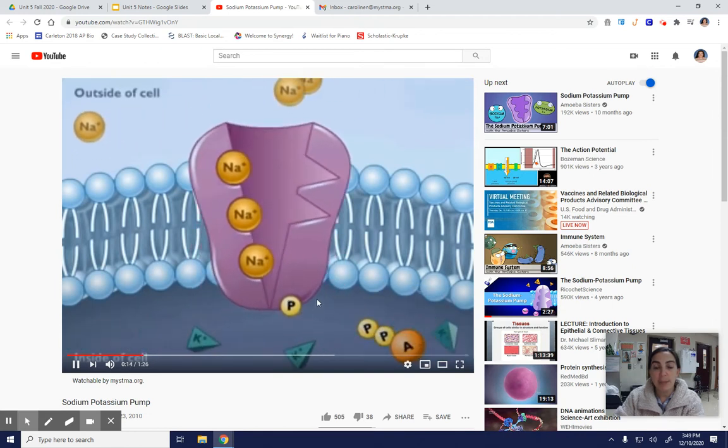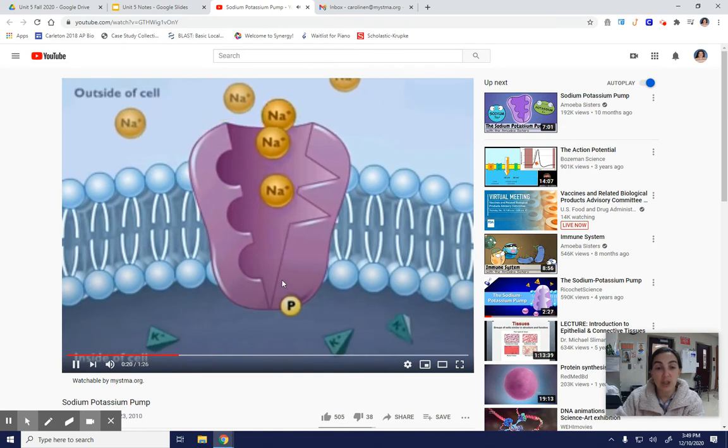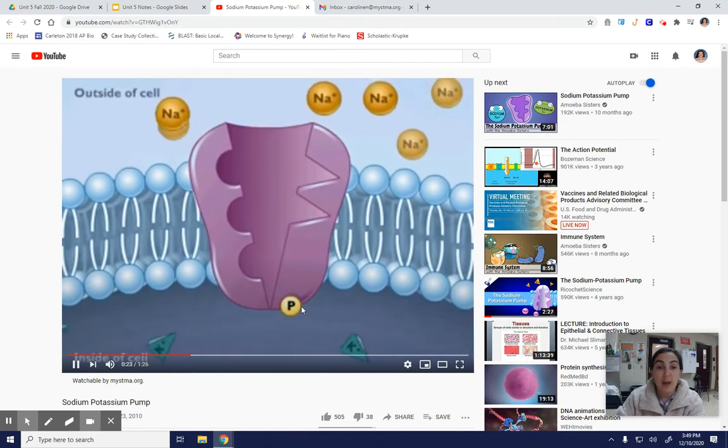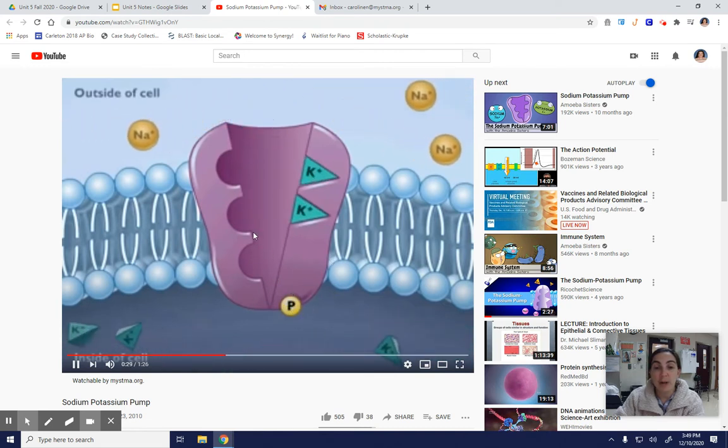Here, ATP bonded down here and released a phosphate, and that released energy that caused this protein to change shape and release those sodiums. Remember, phosphate groups are negatively charged, so that negative charge is going to interact with the R groups of all of those different amino acids to change the shape of that protein.